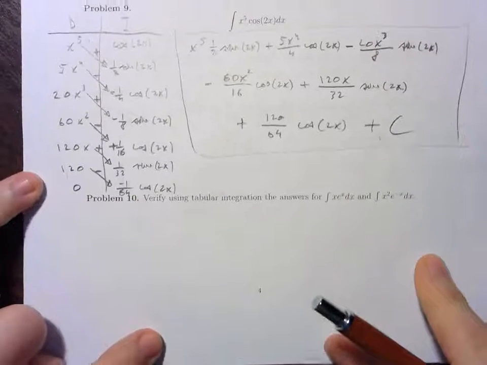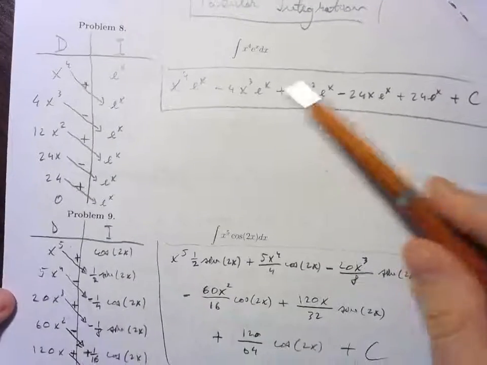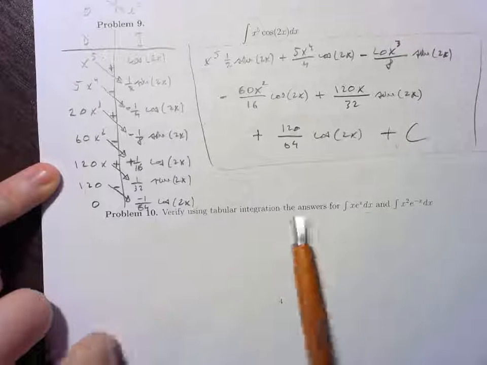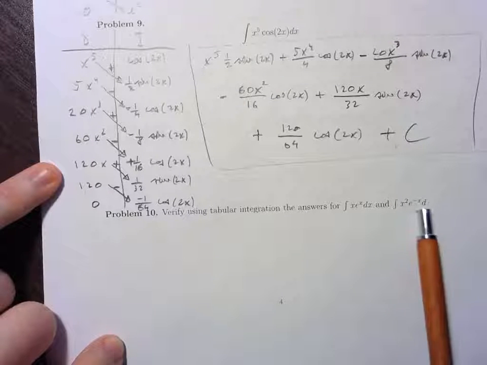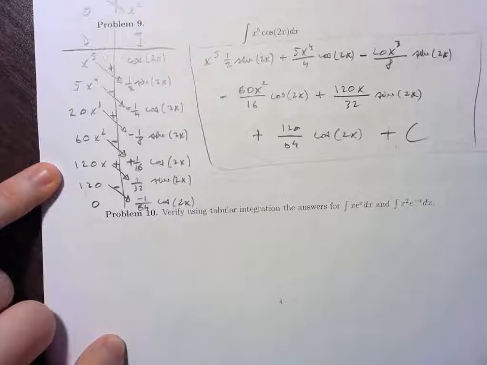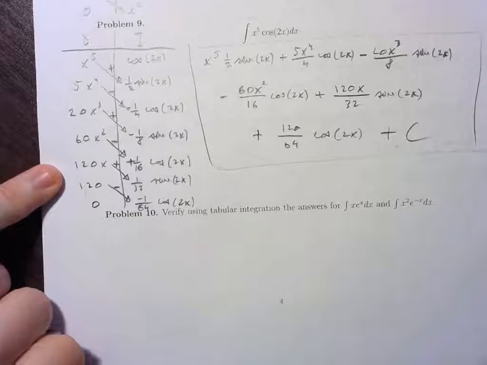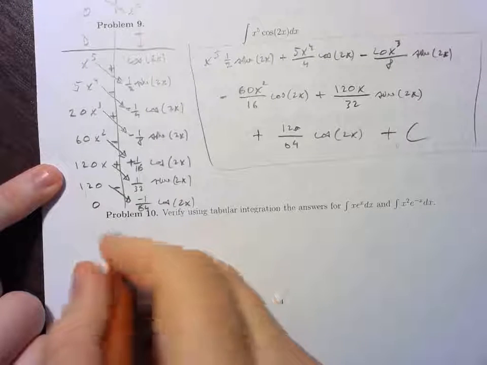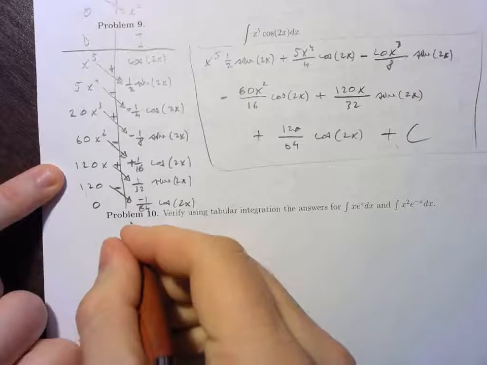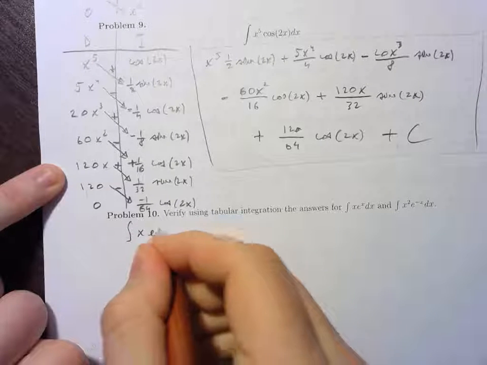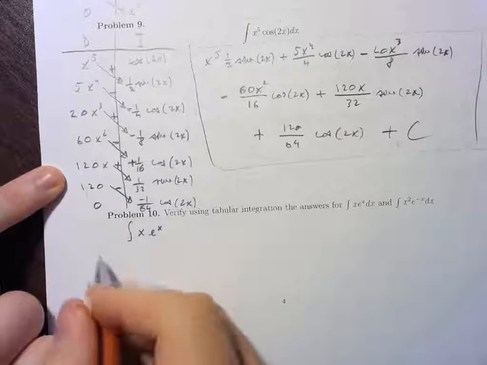And for the last problem, okay, there's no way for you guys to tell that this is the correct answer, so what I want to do is actually verify the previous results, x e to the x and x squared e to the minus x. When I integrate these, I want to do it with tabular integration. So let's do it here. Integral of x e to the x, and we're going to compare then.